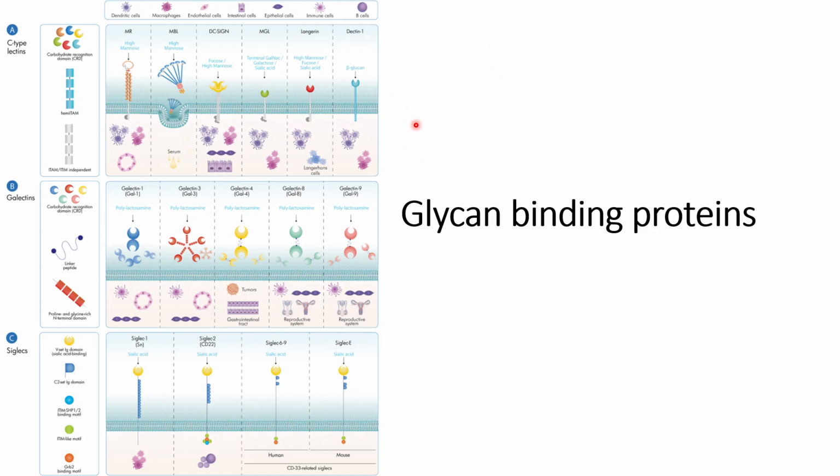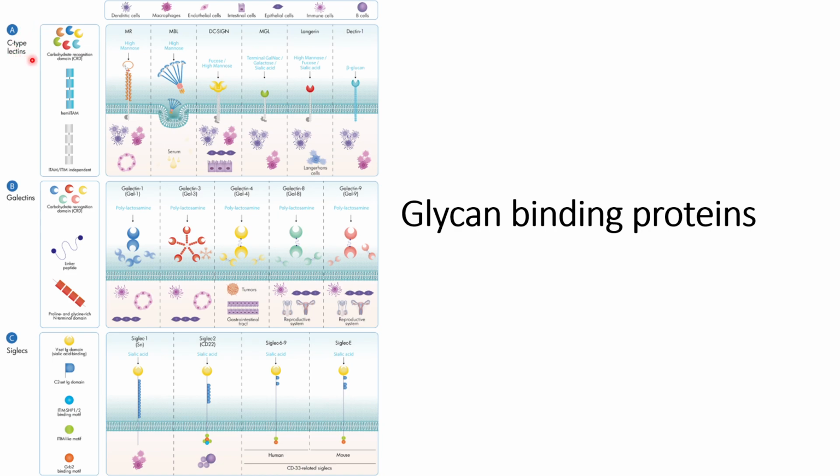In this video, we will discuss glycan binding proteins. So far, in many of our previous videos, we have understood how glycan binding proteins interact with glycans and cause an immune response, sometimes in favor of the host, and sometimes in favor of the tumor cells. So we will start with the C-type lectins.